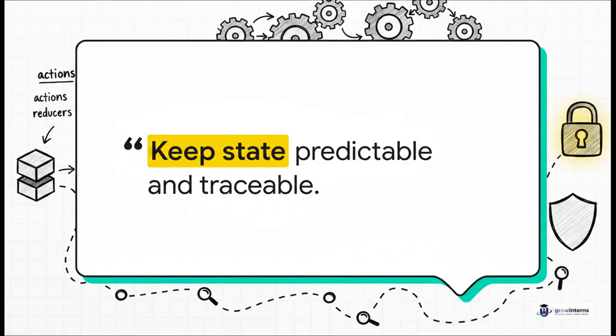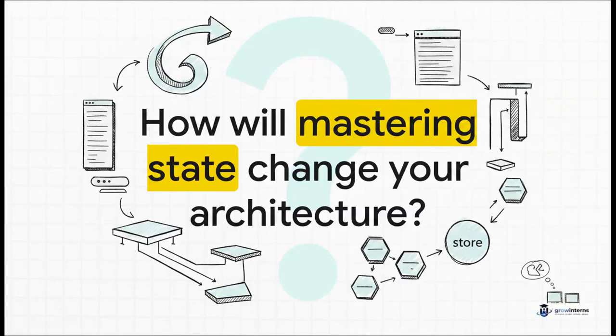Which brings us to this absolute golden rule of front-end engineering from our source material on state management in 2026. Keep state predictable and traceable. This is exactly why the strictness of Redux is actually its greatest superpower. By forcing you to use actions and reducers, Redux ensures that every single change in your application's data leaves a clear, totally debuggable trail.